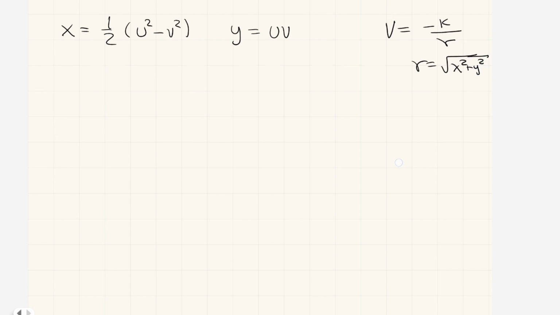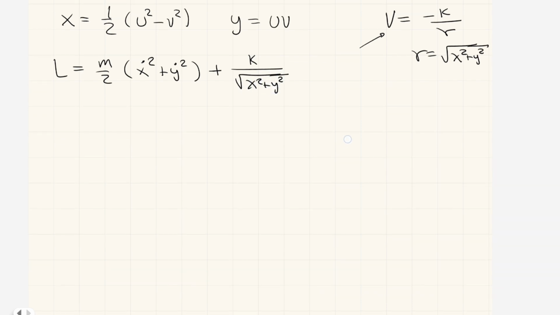Okay, so the Lagrangian in Cartesian coordinates for the Kepler problem is m divided by 2 times (x dot squared plus y dot squared), and then minus this potential energy, but with this minus we are going to get a plus, k divided by the square root of x squared plus y squared. So we need to make the change to the new parabolic coordinates to get a new Lagrangian.